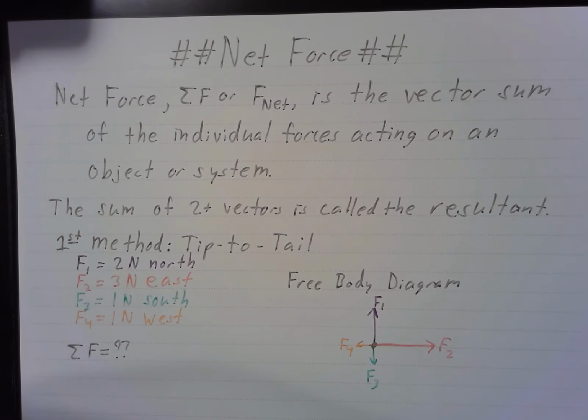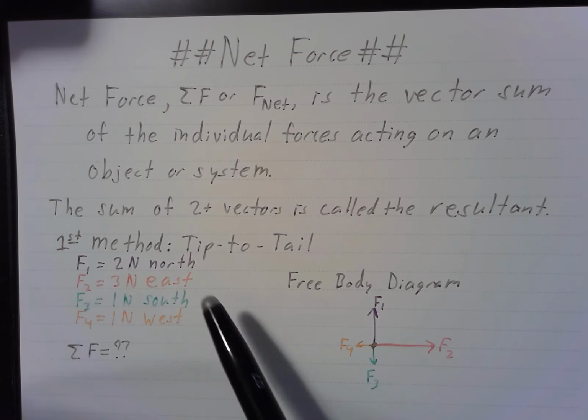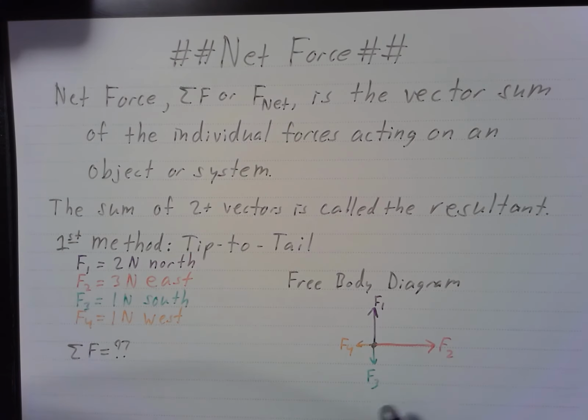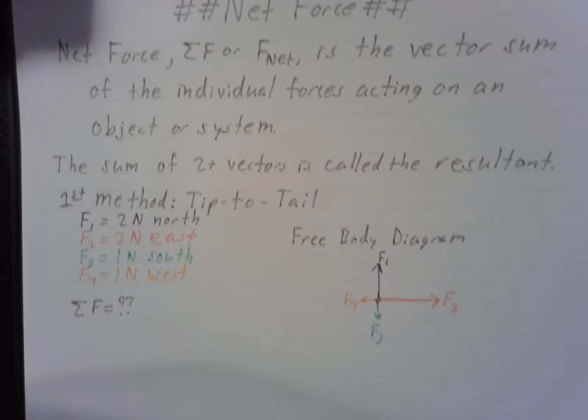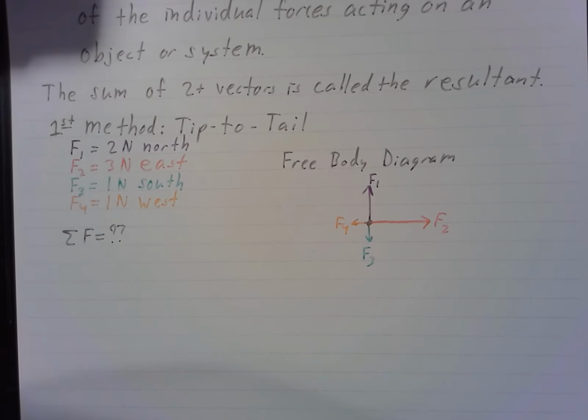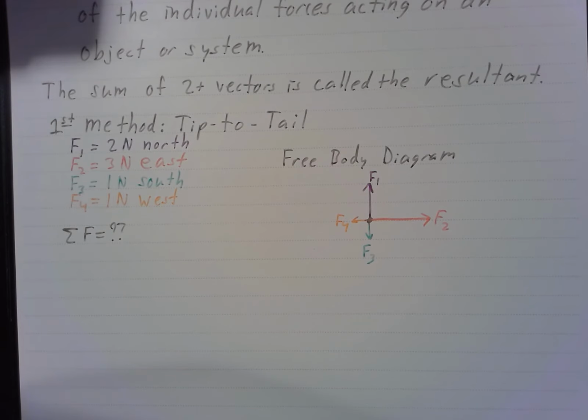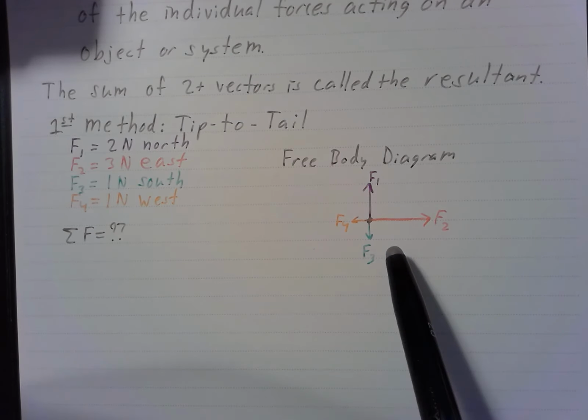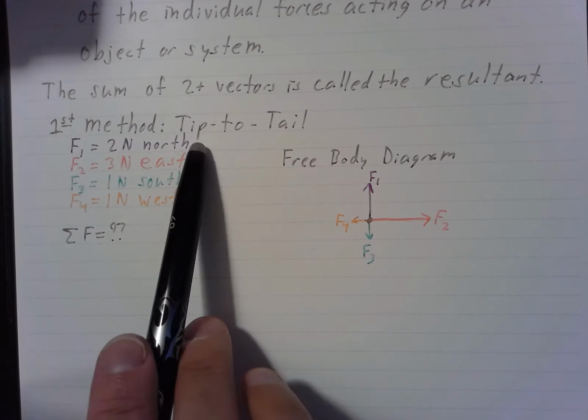The first one can be called the head to tail method. I call it the tip to tail method, and I'm going to teach this by example. So we have four forces that act on an object, and this would be the associated free body diagram for that object. I've tried to color code the forces. We'll see how well they show up in the lighting setup that I have for you at home. But you can hopefully clearly see that the arrows are different lengths.